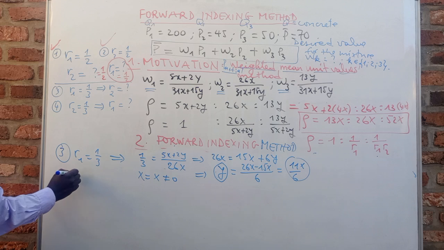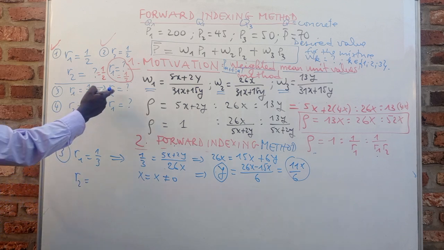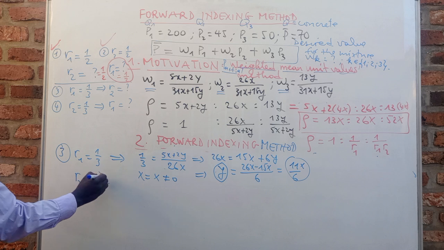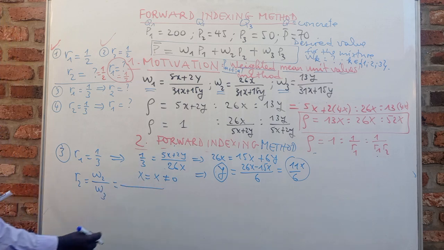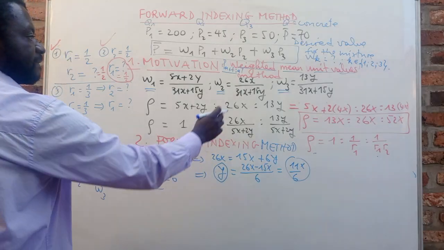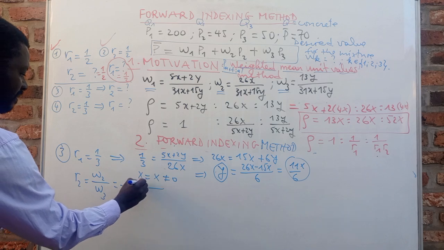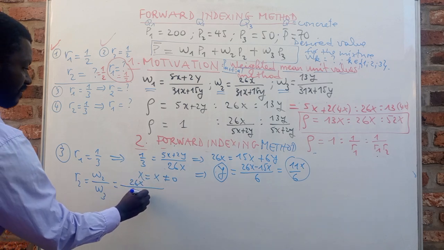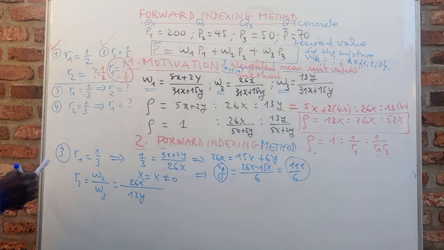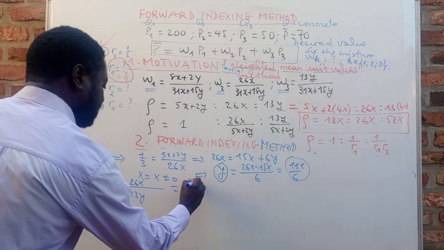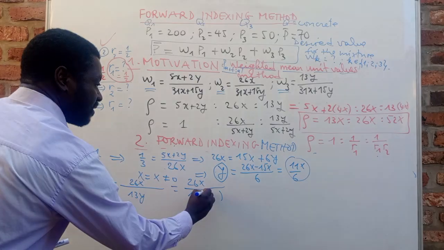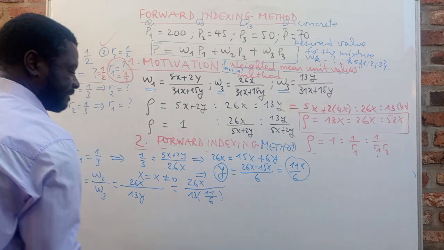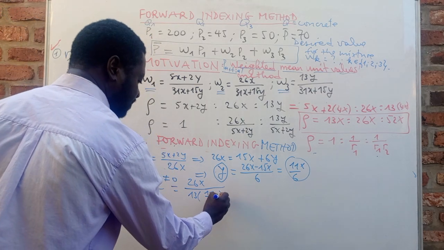Now, as you want the second ratio, it is omega 2 over omega 3. So this is equal to 26x divided by 13y, because the same denominator will cancel out, and the result is 26x over 13 times y. So y here is 11x over 6.